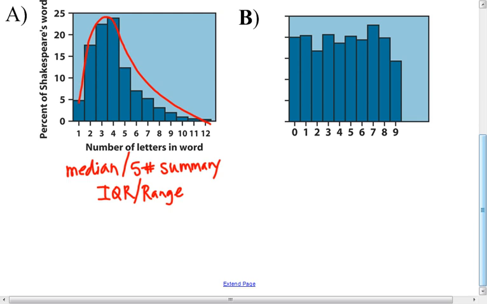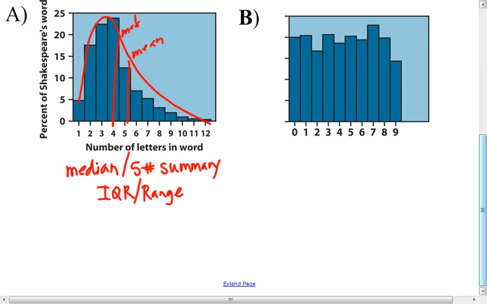Okay? Important to know, though, that the mean on that one is definitely bigger than the median. So if this is the median right here, the mean will be to the right of that because it is skewed to the right. Okay, if it was skewed left, the mean would be to the left of the median.